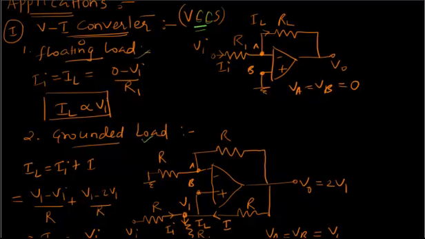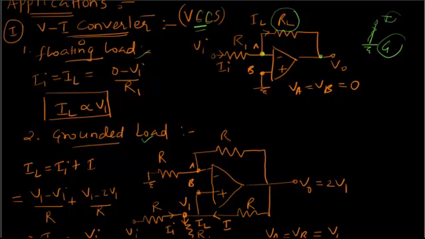Let me tell you the meaning of a floating load. A load is generally connected like this, a resistance here from some terminal T to the ground. Now in this circuit, if you observe, there is no ground. The load is connected between two terminals. So this is a case where you call it a floating load, where there is no ground.